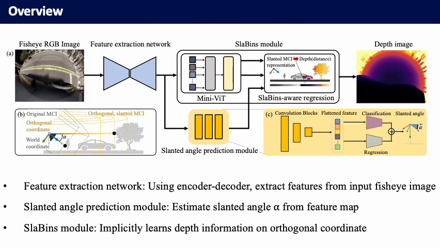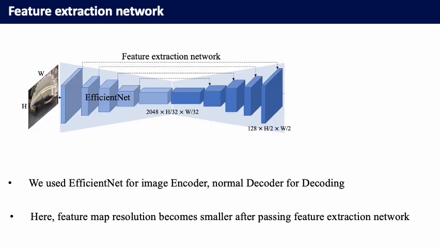Here, we will give you an overview of our proposed network architecture. Our model consists of 3 parts: a feature extraction module, a slanted angle prediction module, and a SlaBins module. For the feature extraction network, we used an EfficientNet encoder and a simple decoder. Here, we extract features with a smaller resolution for efficiency.